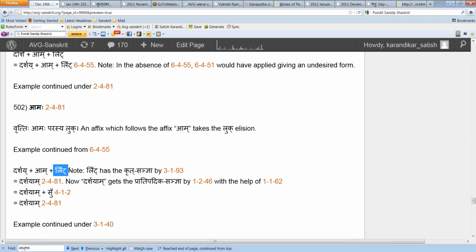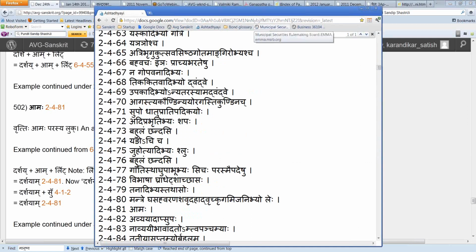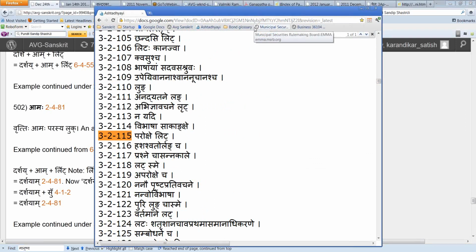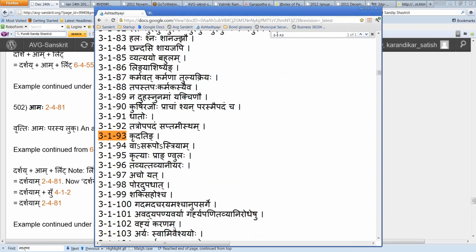Now, what has happened? An interesting situation. The lit pratyaya has the krit sanya by krudating. Don't forget, we applied lit by parokshe lit. So 3.2.115. Now, the adhikara of krudating, which we have studied, starts from 3.1.93. So all the lakaras, not only lit, but any lakara, lit, lut, lrit, lut, lot, all of them have the sanya of krut until we get the adesha of tip, tas, jhi, etc.